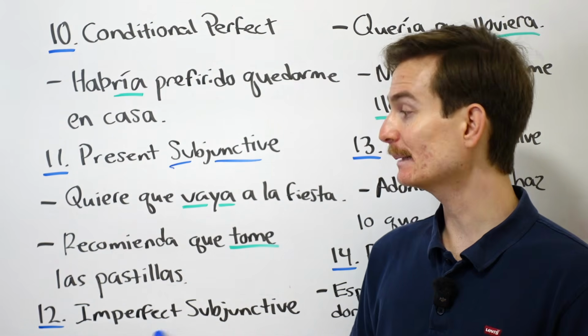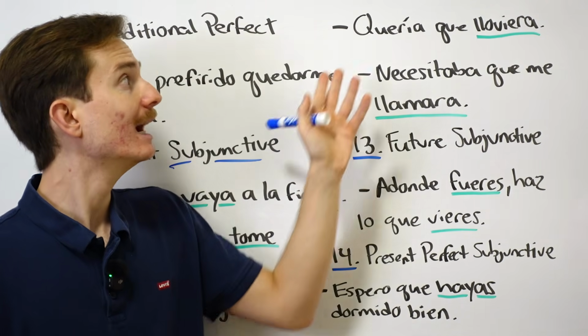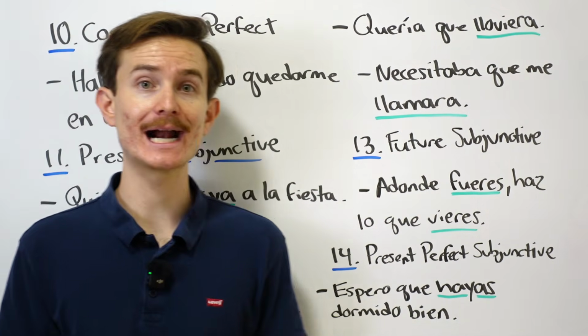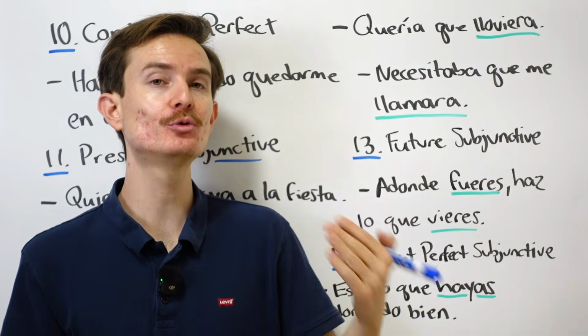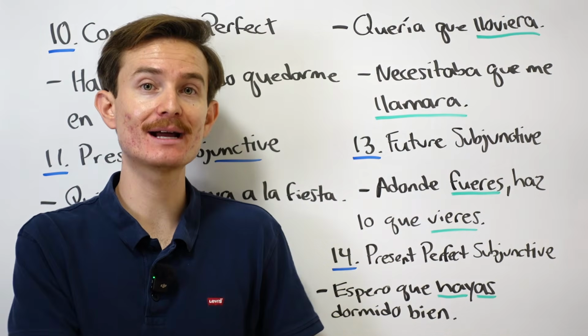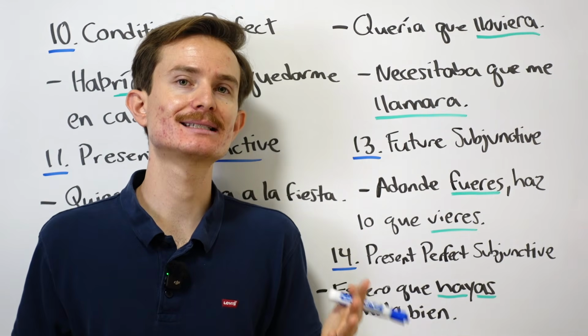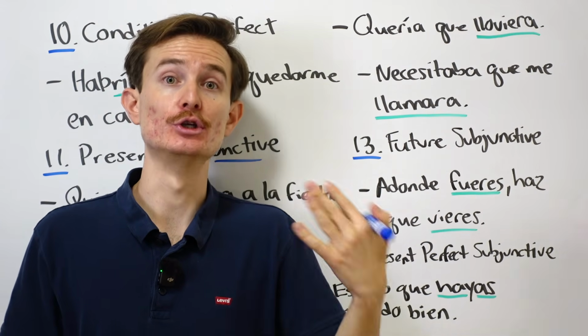Okay, next, the imperfect subjunctive, which is arguably one of the hardest tenses for us to master. Quería que lloviera. Okay, I wanted it to rain. Okay, it's not a guarantee that it was going to rain. I wanted it to rain, but does that mean it was going to rain? Not necessarily. Therefore, we're going to use lloviera.